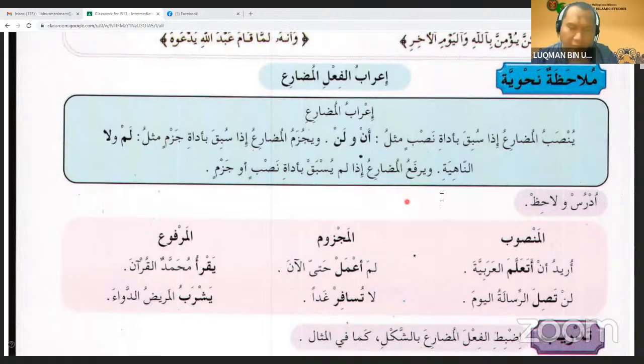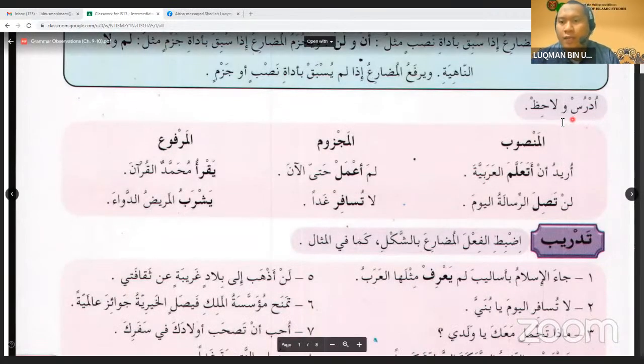So here are the examples. Let us read. Udrus walahib. Study and observe. Al-mansub. This is the accusative case. So again, mansub. When we say mansub, usually or generally, most of the time, the ending vowel of it is that it ends with fatha. Fatha, mansub, the accusative case.